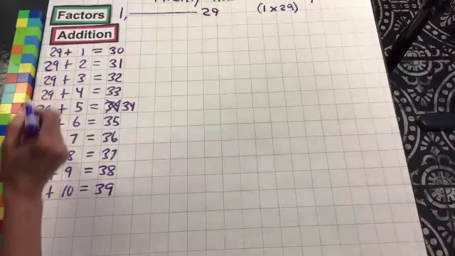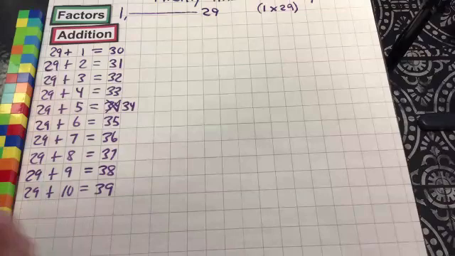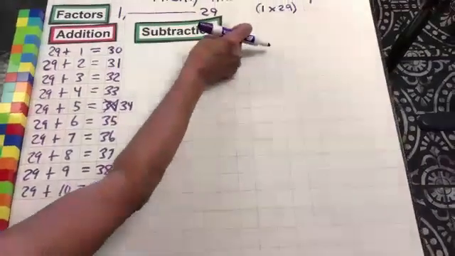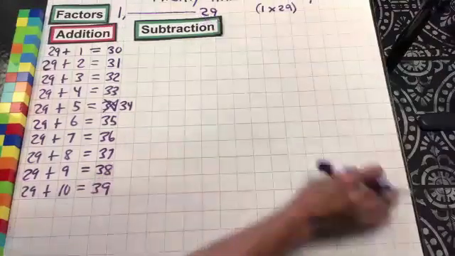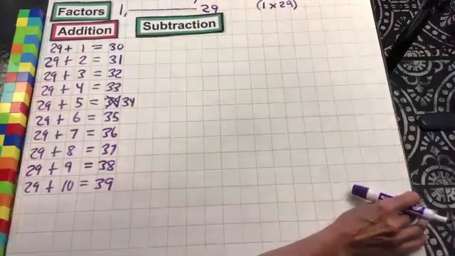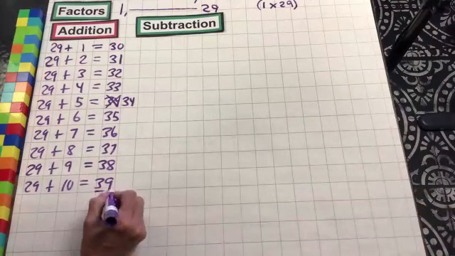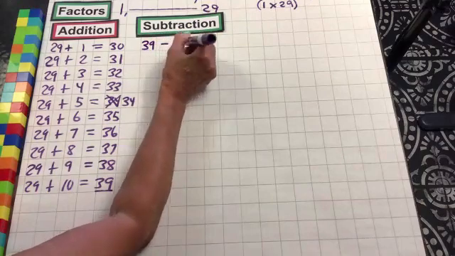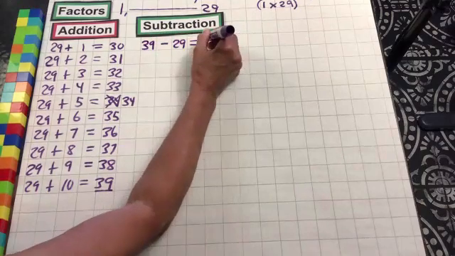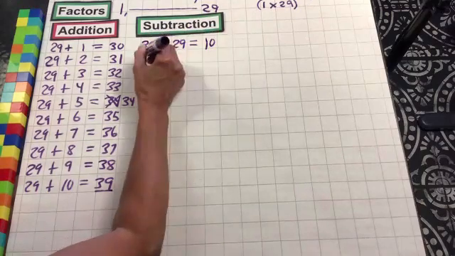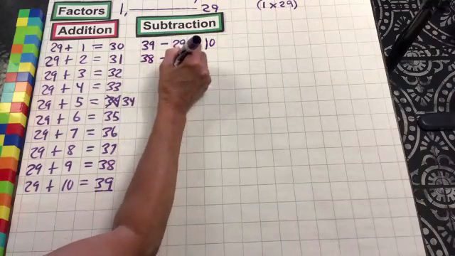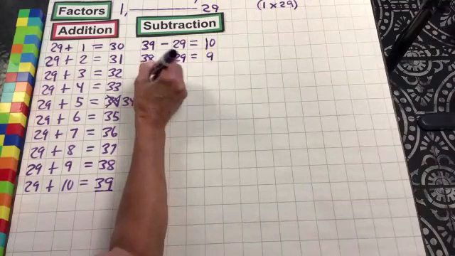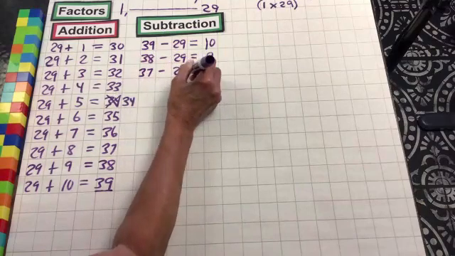So here we have it. Each time we're just adding one more, but we're getting familiar with those numbers and how they work together. And now we're moving on to subtraction, which is addition backwards. We're going to start with that 39 at the top. 39 minus 29, that's our number of the day, equals 10. 38 minus 29 equals 9. 37 minus 29 equals 8.